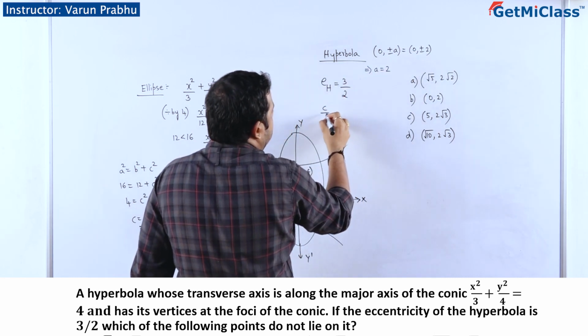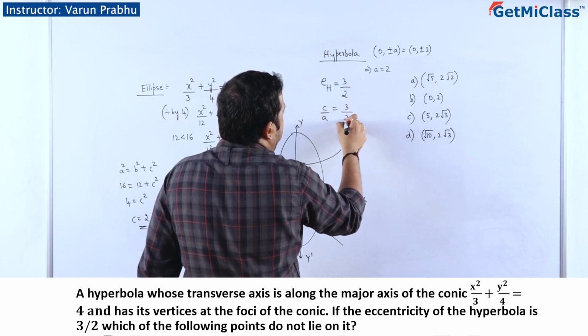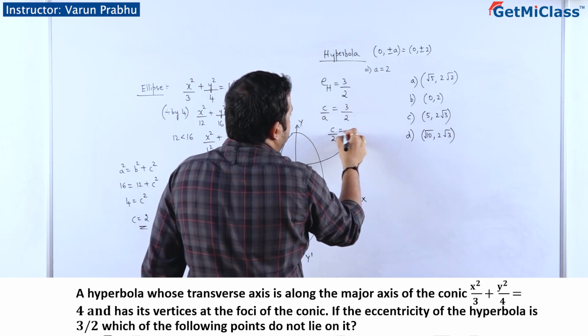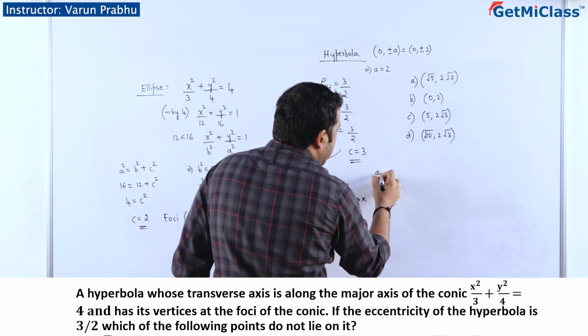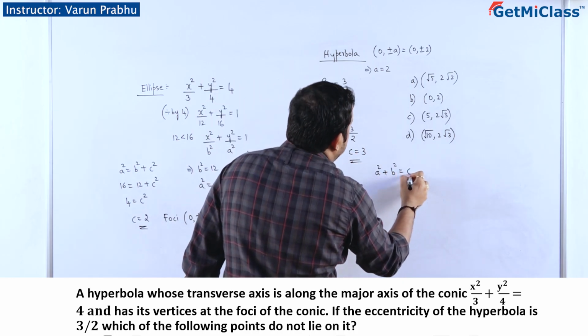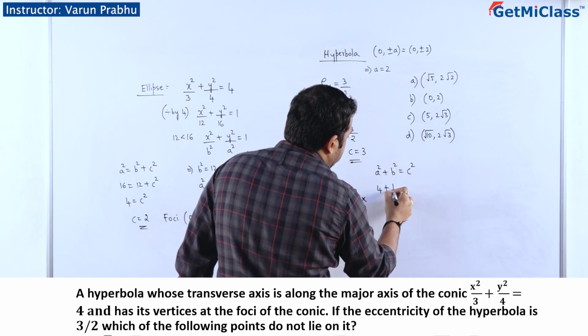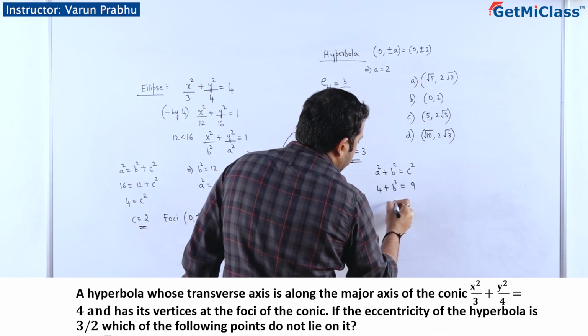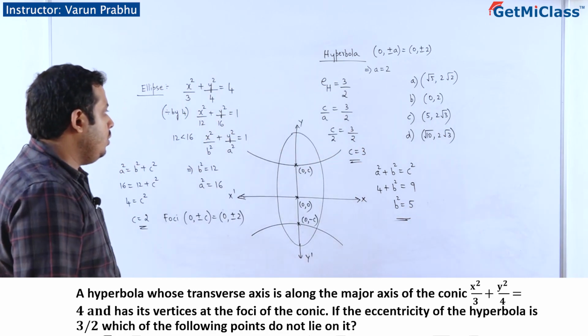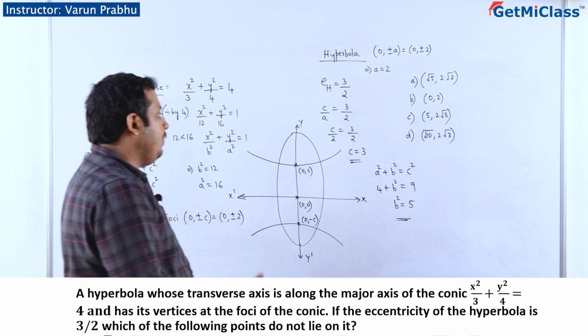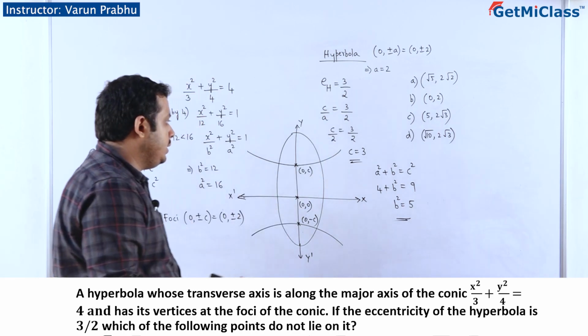So, eccentricity is nothing but c by a, that is equal to 3 by 2. So, c divided by 2 is equal to 3 divided by 2. So, c is equal to 3. So, now a square plus b square is equal to what? c square, right? 4 plus b square is equal to 9. So, b square is equal to 5, correct? b square is equal to 5. So, now the question is asking which of the following points do not lie on the hyperbola.